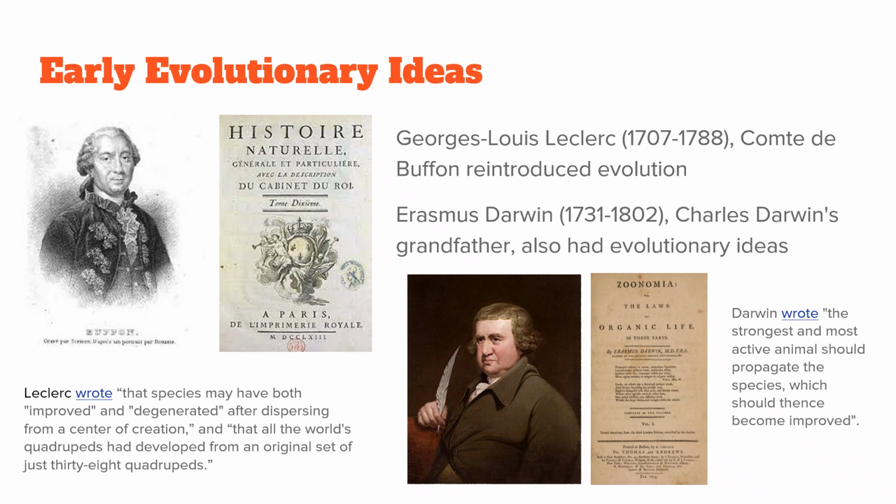While Charles Darwin gets the credit, other scientists proposed ideas to explain species change. Leclerc proposed that species might change after dispersing from an origin point, and Erasmus Darwin suggested that more successful animals would contribute more to future generations. These are early hints of evolution by differential success, even if the mechanism wasn't fully worked out yet.